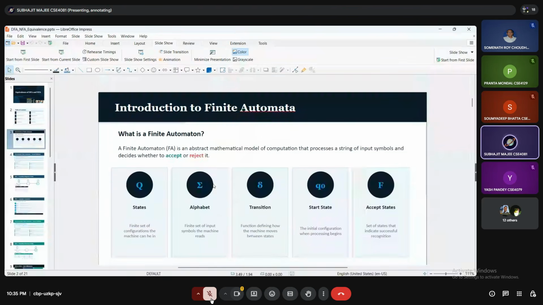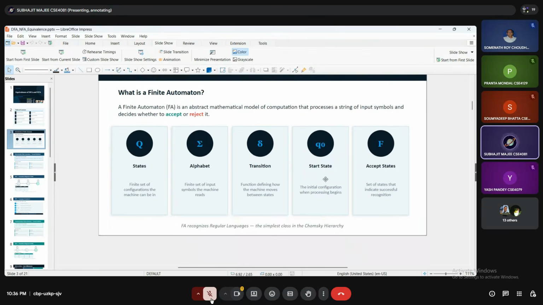Okay, in the finite automata, we'll learn about the finite automata, which is an abstract model of computation that processes a string of input symbols and decides whether to accept or reject it. We will denote the states as Q, a finite set of configurations in the machine, and the sigma sign, which denotes the alphabet. The transition function is represented by delta, the start state is denoted by q naught, and the accept state is denoted by F.